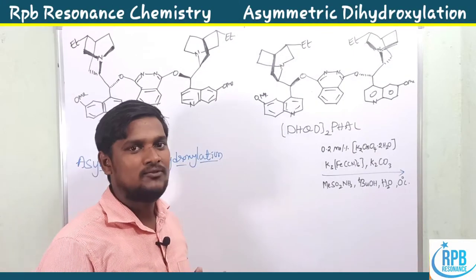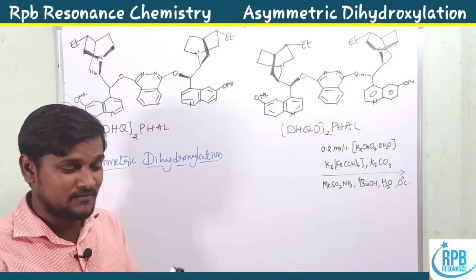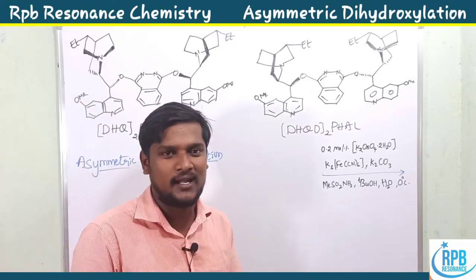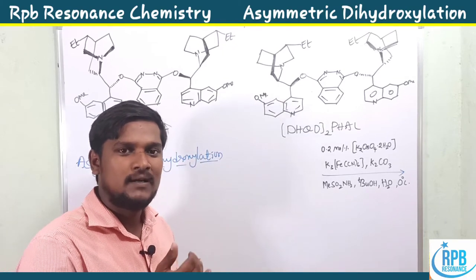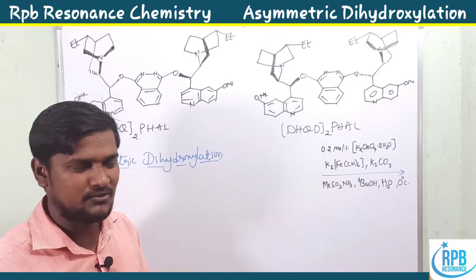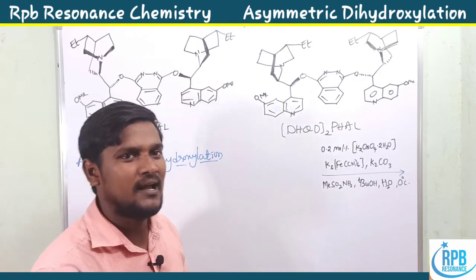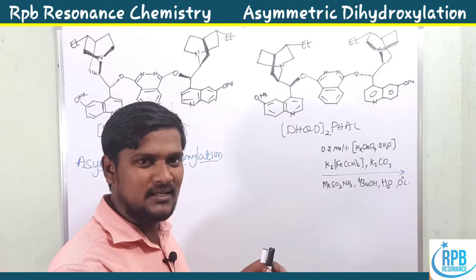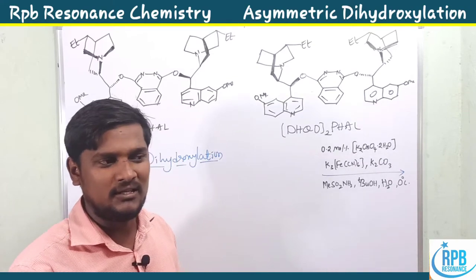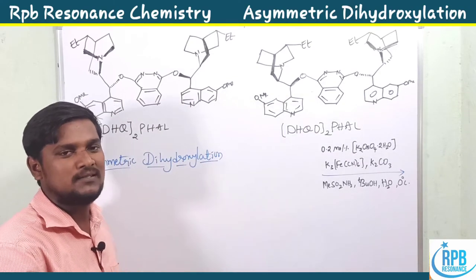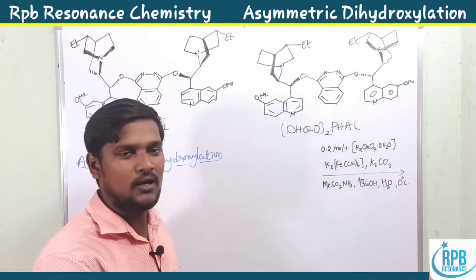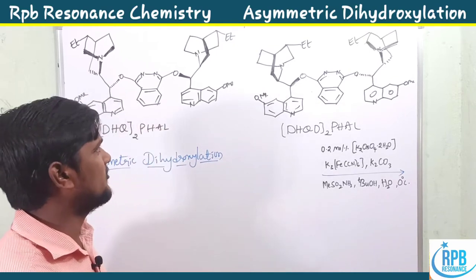Today I'm going to discuss one of the important chiral auxiliary ligands that is useful for asymmetric dihydroxylation. Those ligands are nothing but DHQ and DHQD, which are easily available from the cinchona alkaloids. That is the natural abundance.